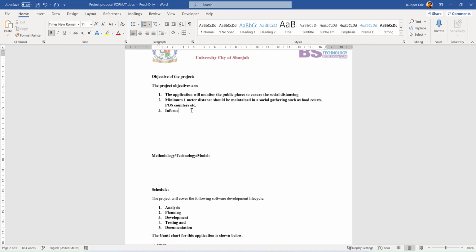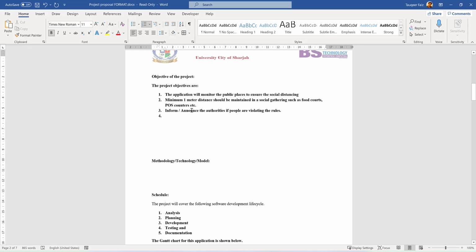Three: inform or announce to the authorities if people are violating the rules. Fourth option could be: keep a record of daily violations and share the report with the intended audience. So this defines the project objectives.